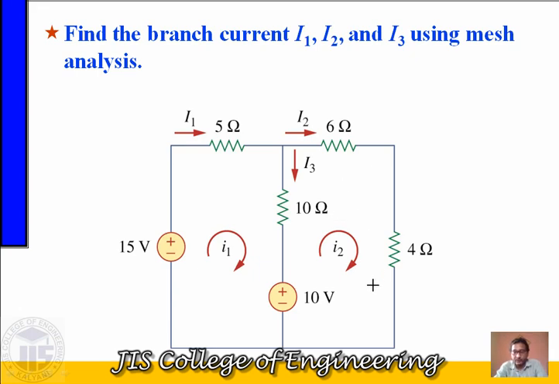So if we consider another mesh over here, similarly just put the direction of the mesh current. You can put the direction of the mesh current as per your choice. You can put it in clockwise direction, you can put it in anti-clockwise direction, that depends on you. Now, what will be the KVL equation?